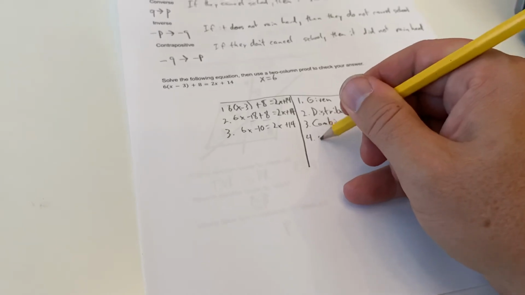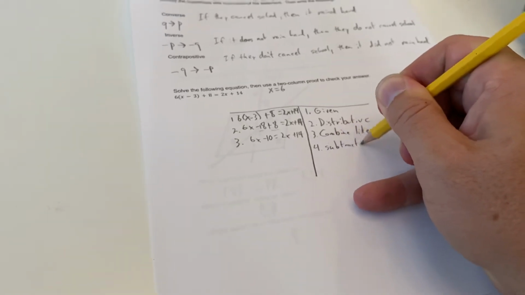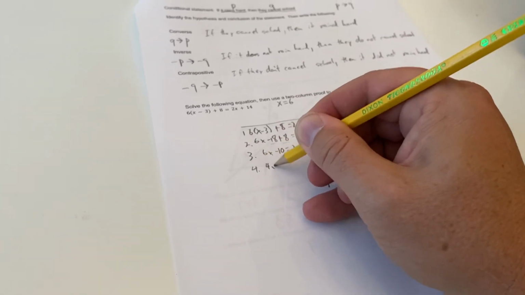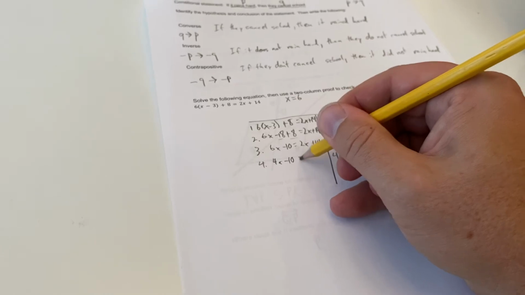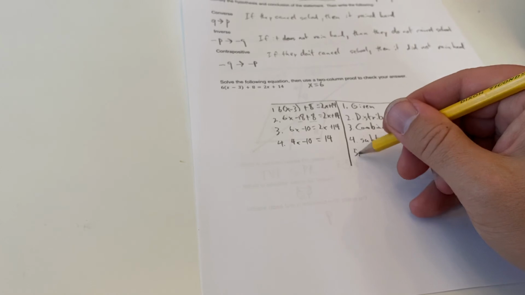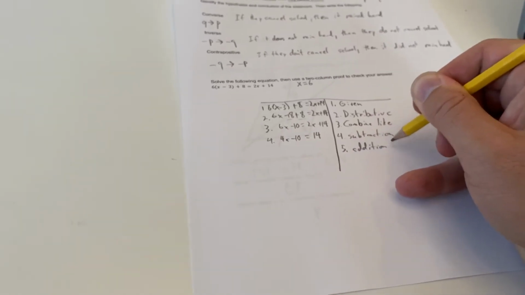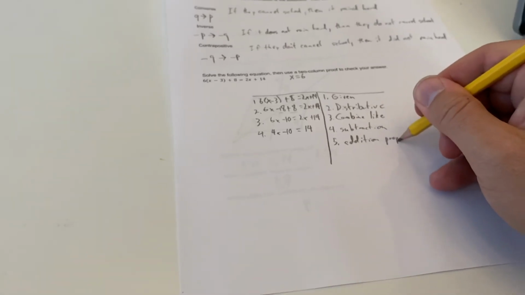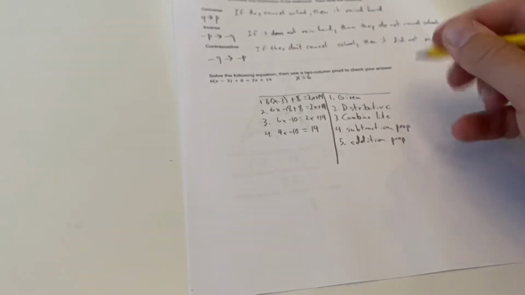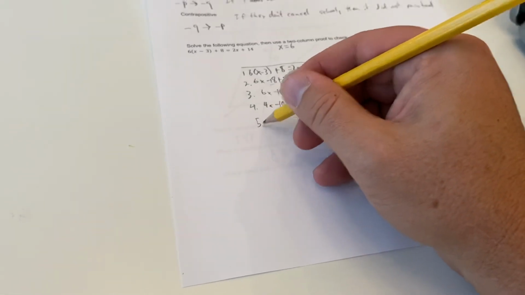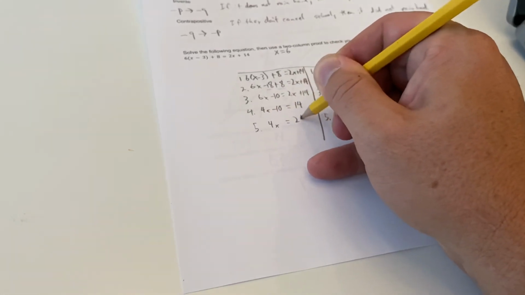So I'm going to do subtraction. I subtract that 2x from both sides. So I end up with 4x minus 10 is equal to 14. I'm then going to add that 10 to both sides. So it's the addition property. Most of these have been properties. Distributive property. Okay, my addition property there, that's going to give me 4x is equal to 24.